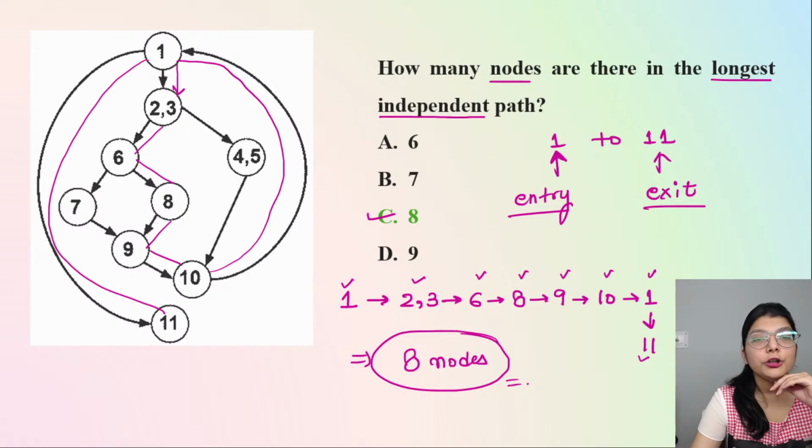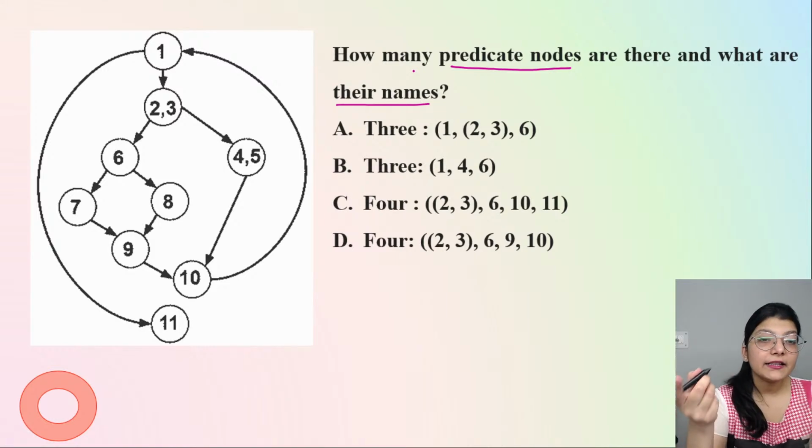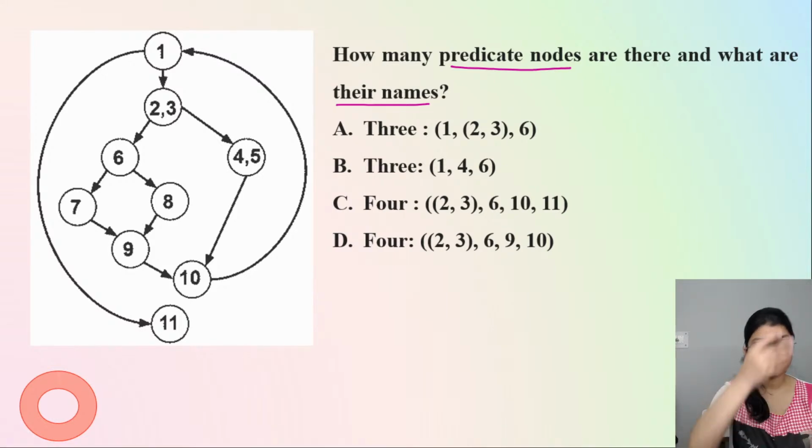Now moving on to the next question. Now they are saying how many predicate nodes are there and what are their names. They're asking basically the number and the nodes which are predicate nodes. So try to solve this question, we have just now discussed it. I think you will give the right answer, and the time starts now.